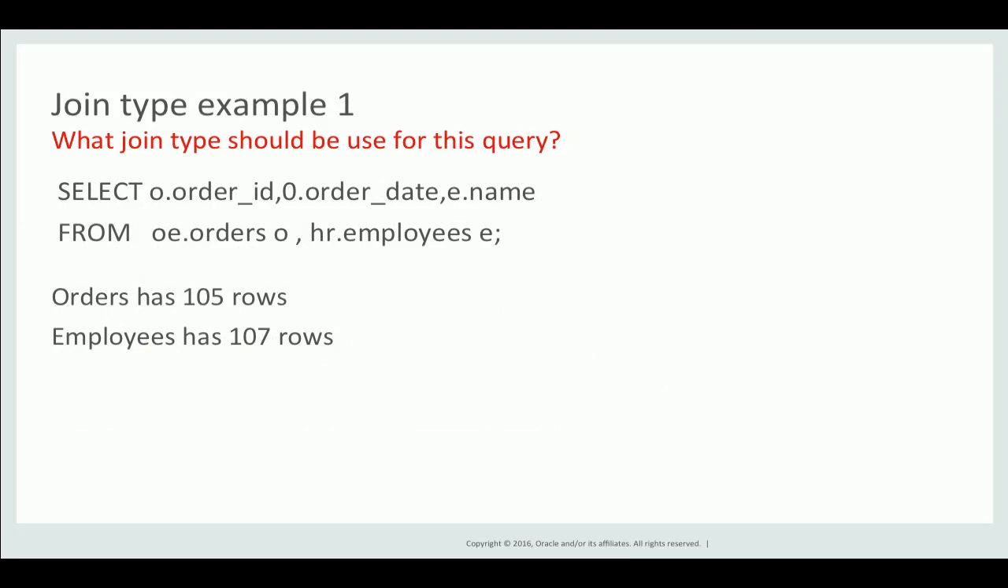All right, here we go again. Joining this time orders and employees. Orders has 105 rows. Employee has 107 rows. What are we getting? Yes, you're right. So you've guessed the join type, but I need a join method. So Cartesian, why? No join condition and no where clause specifying the join condition. Shame on this developer, but that's okay. What join method are we going to use?